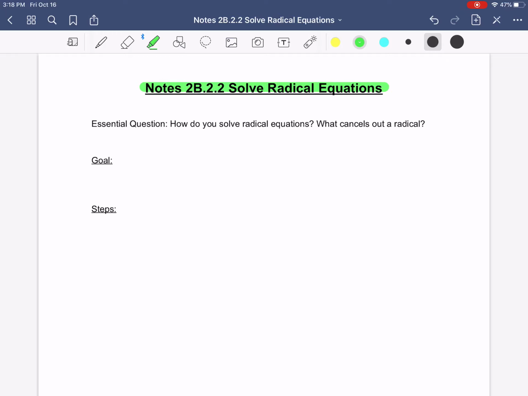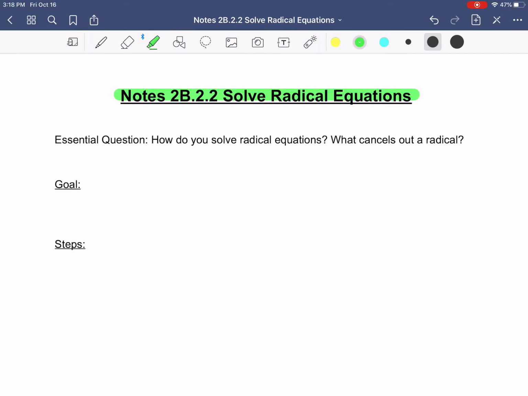Need a piece of paper, you can title it up at the top, Notes 2B.2.2, Solve Radical Equations. You don't have to write down the essential question, but basically at the end we want to be able to know how do you solve radical equations and what cancels out a radical. So since we have equations today, equations means you're going to be trying to find what the variable is equal to. So find what number the variable equals.